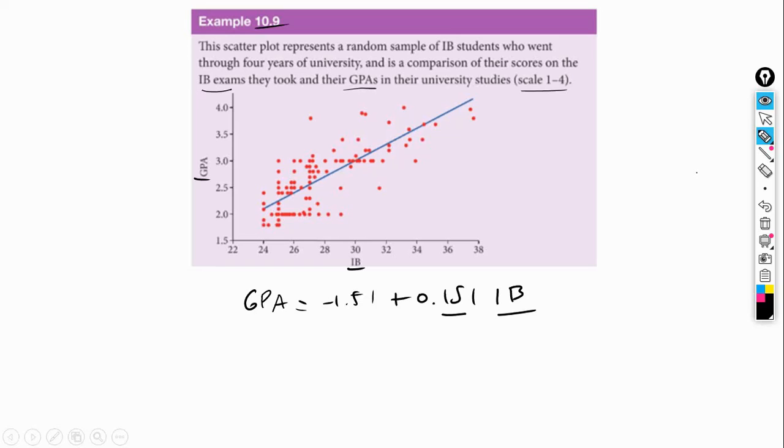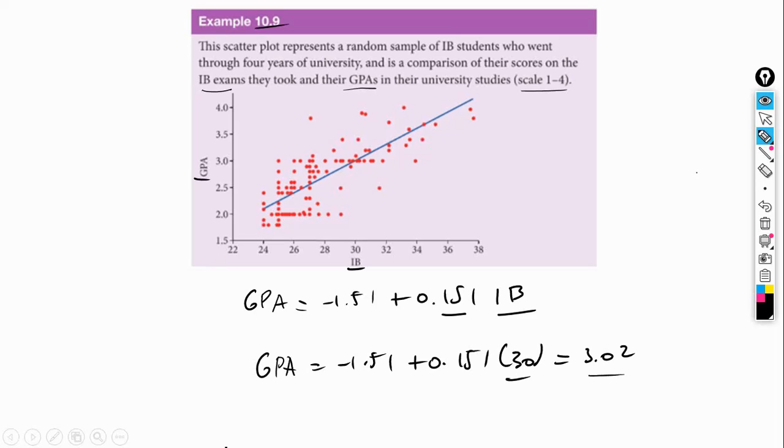Now, if we wanted to predict, for instance, the GPA of a student who scored 30 on an IB diploma, then we could say that we could predict the GPA. Say the GPA should equal about minus 1.51 plus 0.151 times 30. And this is going to equal 3.02. So somebody that scored 30 points on the IB diploma would get a GPA of 3.02.